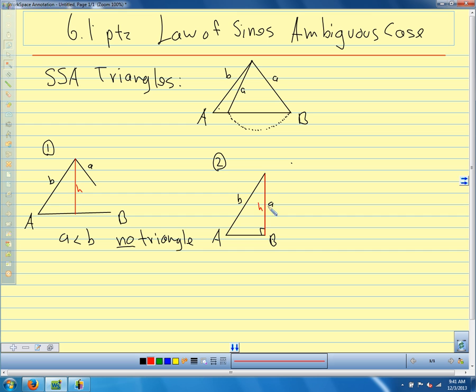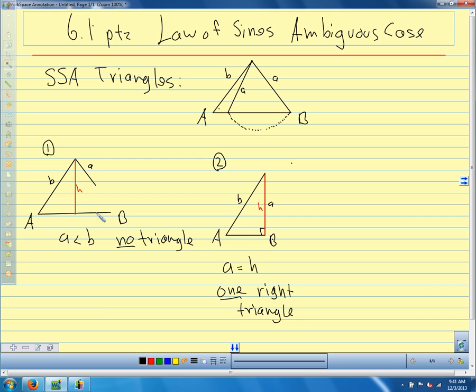In this case, side a equals the height of the triangle. If this side equals the height of the triangle, then I have one right triangle. And if you remember back to geometry, the theorem that you used that was related to right triangles was hypotenuse-leg. So here we have the hypotenuse and a leg of the triangle. So in this case, we do get one triangle.